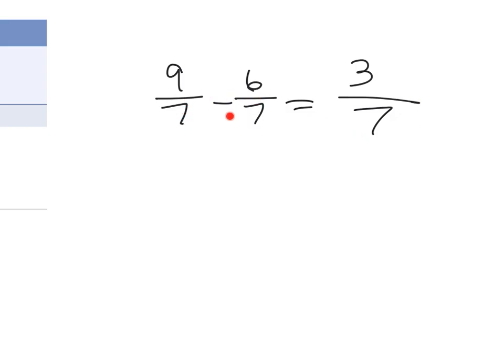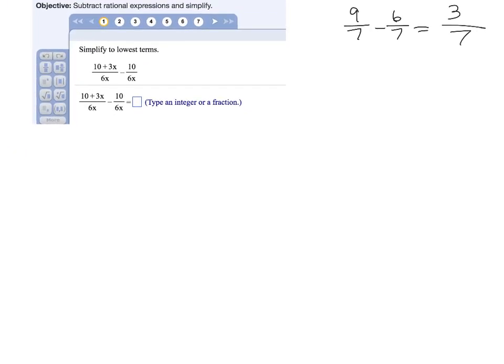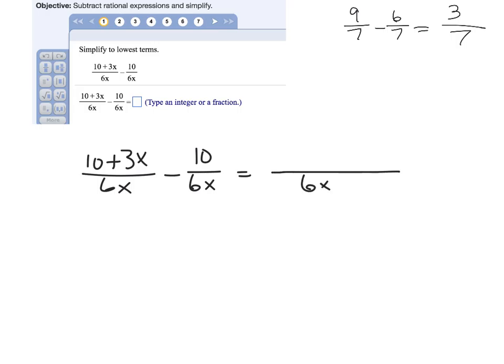Assuming you have a common denominator, right? And using algebra, it's the exact same story. So we're going to copy the problem down: 10 plus 3x over 6x minus 10 over 6x. Look at that, we already have a common denominator. So our denominator is 6x, and our numerator is 10 plus 3x minus 10. And 10 minus 10 equals 0.